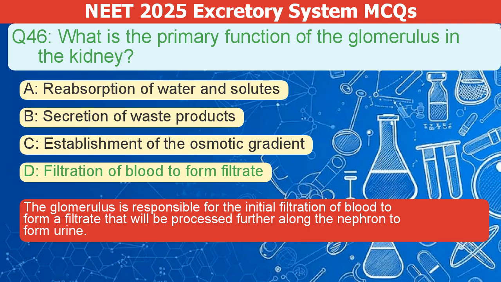The correct answer is D. The glomerulus is responsible for the initial filtration of blood. This forms a filtrate. The filtrate is then processed further along the nephron to form urine.